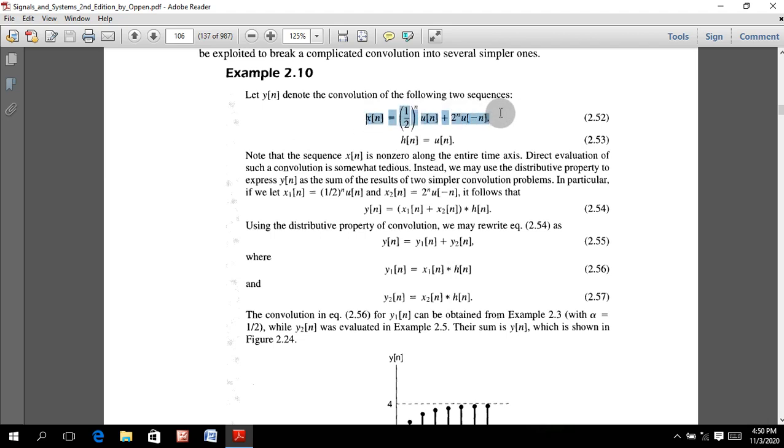This is the input signal: x of n is equal to (1/2)^n u of n plus 2^n u of minus n, and h of n is equal to u of n. If we let x1 of n be equal to (1/2)^n u of n, and x2 of n be equal to 2^n u of minus n, it follows that y of n is equal to (x1 of n plus x2 of n) convolved with h of n. By the distributive property of convolution, we may rewrite this as this.